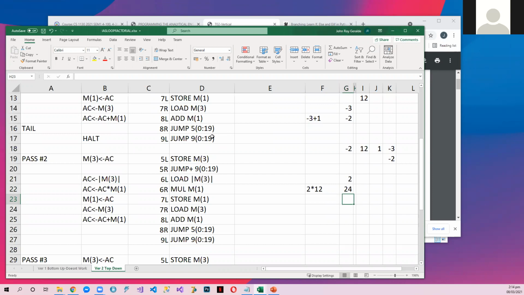Okay, let's go back. There's a question from Sam Guinness. Will it jump plus if AC is greater than 0? Now, it will jump plus if it is greater than or equal to 0. Okay, do you follow? Since it's positive. But in here, AC is -2. Do you follow? AC is -2. So this jump plus to 9 will not jump. Yes. Do you get my point?